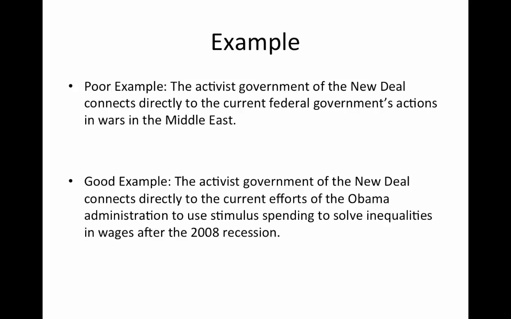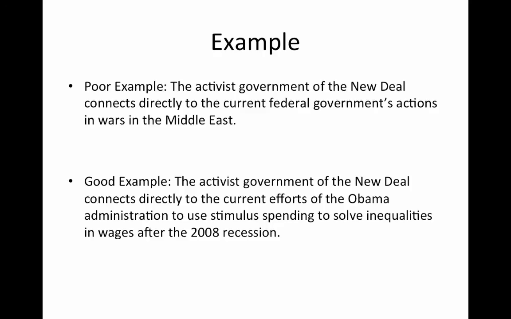So here are some examples. First off, let's start off with a poor example. The activist government in the New Deal connects directly to the current federal government's actions of wars in the Middle East. Okay, why is this a poor example? I mean, it's dealing with changes to government. We could even indirectly say that government grew in power just as it's growing in power today. But notice that this specific example is talking about wars in the Middle East. We're not really talking about economic changes with government. We're talking about government foreign policy and government policies when it comes to wartime measures. This is definitely a synthesis, but it's not direct, it's not parallel. You would not get the points for this.